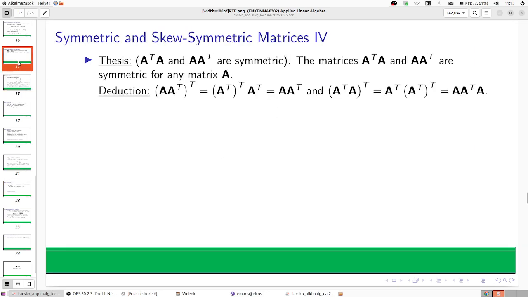Let's go back. I want to prove that this is symmetric. If this is symmetric, then the transpose of this is the same. I have a transpose of a product, so that will be the transpose of the second element, then the transpose of the first element. Transpose of a transpose is the original, so I'm ready.